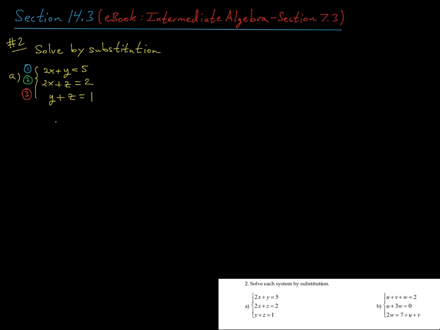So what I could do to start out here is solve for y in equation 3. I can do that by just subtracting z from both sides. And so this tells us that y is equal to 1 minus z. Now in equation 1, I have 2x plus y is equal to 5. If I substitute in, hence the name substitution, this expression for y, this will give me an equation that involves x and z. So this will give us 2x plus y, which is 1 minus z, and that's equal to 5.